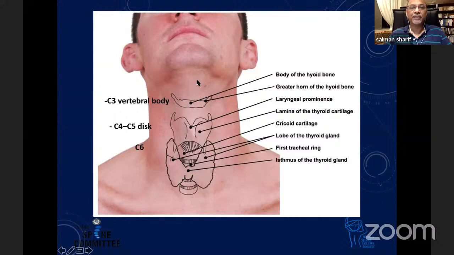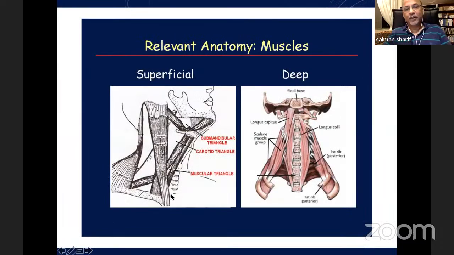So hyoid bone is C3, angle of mandible is C2. And if you see, C4-5 disc is at the level of thyroid and C6 at the level of the cricothyroid. Muscles have already been discussed.